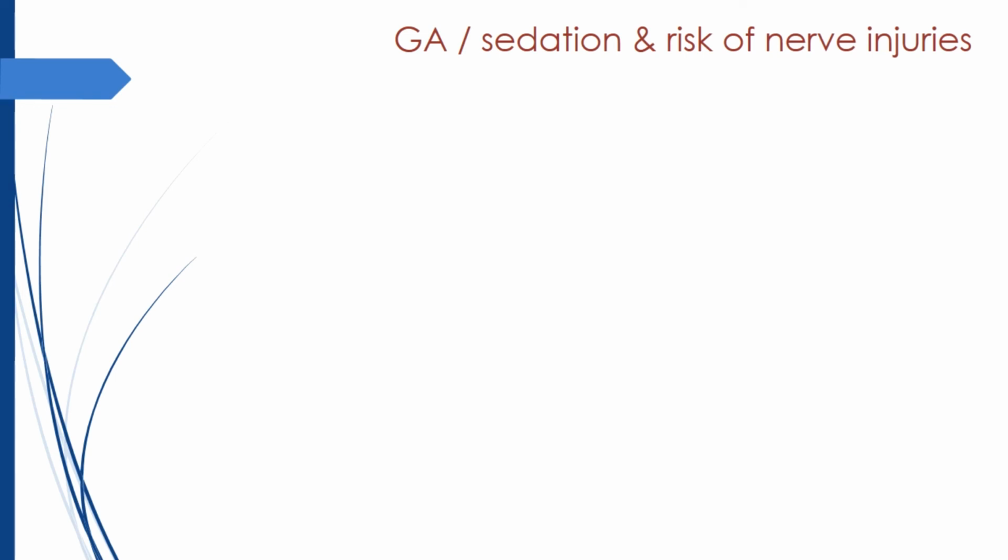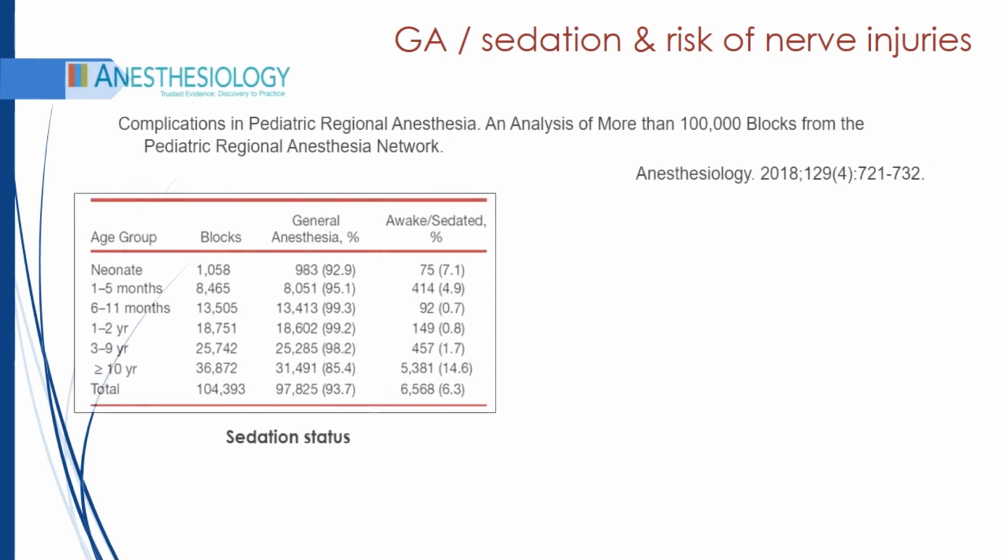Now coming to one of the biggest controversies of pediatric regional anesthesia. On one hand, extreme precision is needed. So an immobile child is absolutely necessary both for increasing success and reducing complications. On the other hand, does general anesthesia or sedation increase the risk of nerve injuries as a sedated child cannot communicate paresthesia? What does the analysis from the Pediatric Regional Anesthesia Network say?